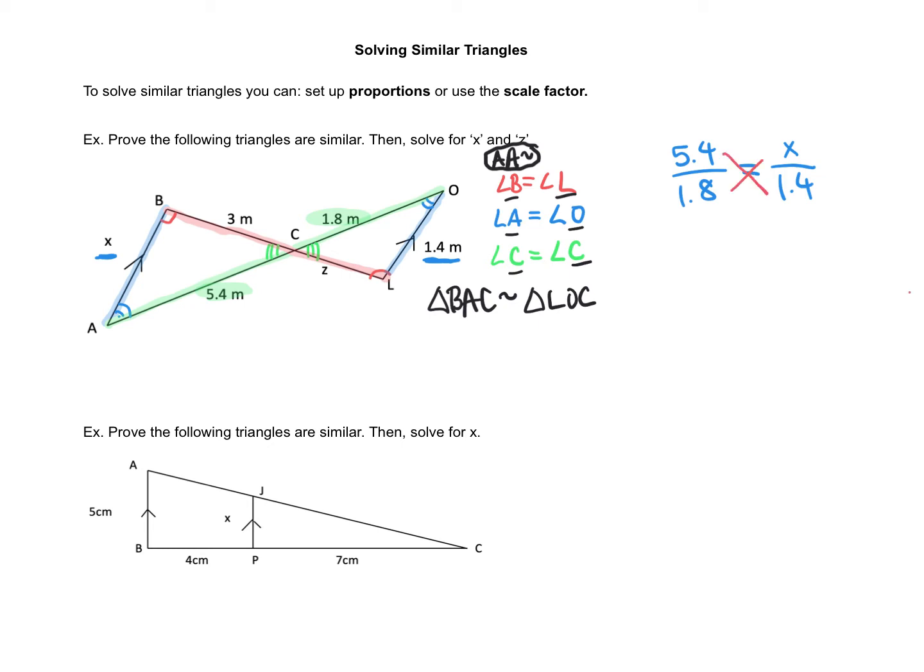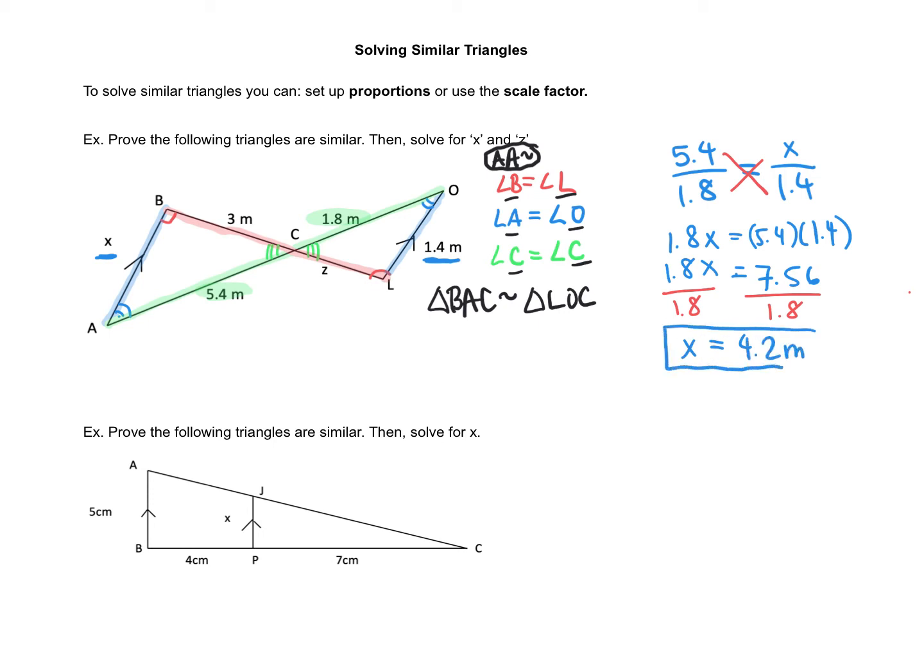So I crisscross, and then the 1.8 gets multiplied by the x, and the 5.4 gets multiplied by 1.4. So 1.8x, I can't do anything with it, but 5.4 times 1.4 is 7.56. And then thinking back to solving a linear equation, we're just going to divide both sides by 1.8. And when we do that, we get x equals 4.2 meters.